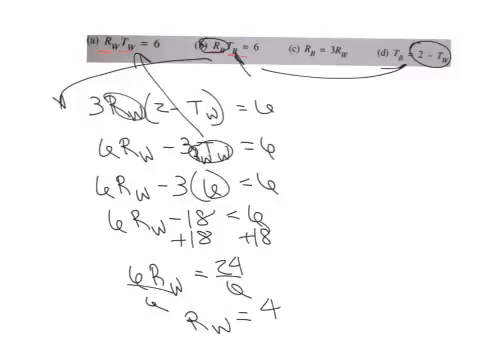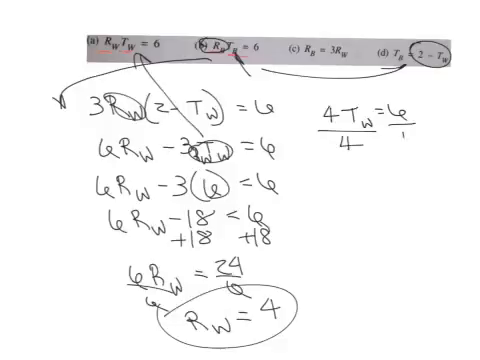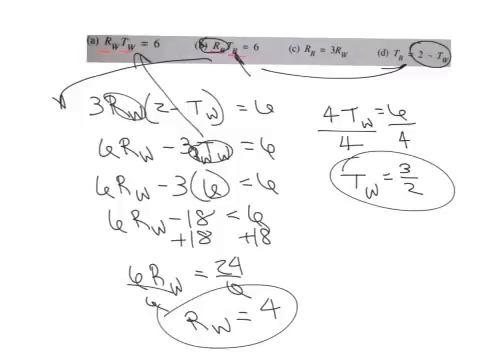Okay, so I found out what one of my variables is. So now I can take this and plug it in. I can take that 4 and plug it in here. So this is going to be 4TW equals 6. Divide by 4, and TW equals 3/2. So I've got a TW and I've got an RW.